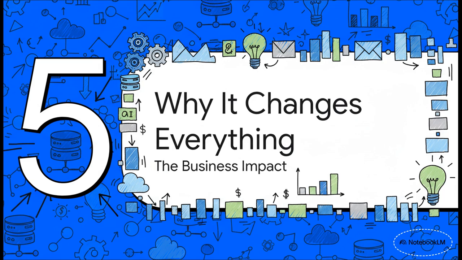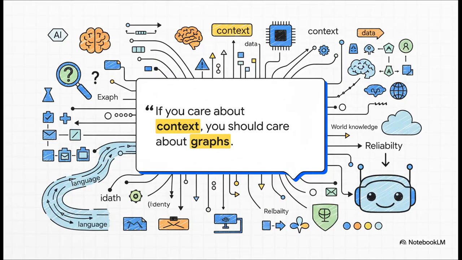Okay, so we've covered a lot of the what, but let's talk about the so what. What does this actually mean in the real world? Why is this a total game changer for your business? Amy Hodler's quote here really sums it all up, doesn't it? If you want AI that's reliable, that you can actually trust with important work, you have to care about context. And right now, graphs are the absolute best way we have to represent context.